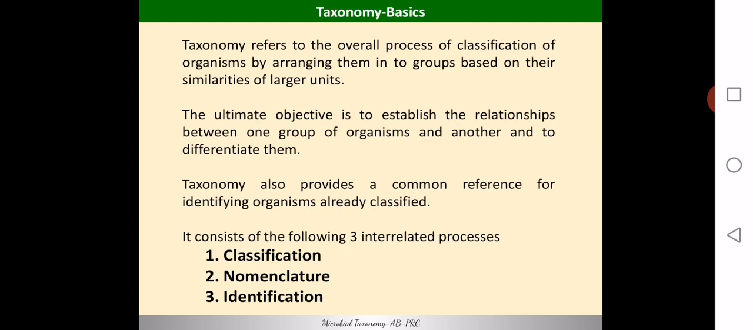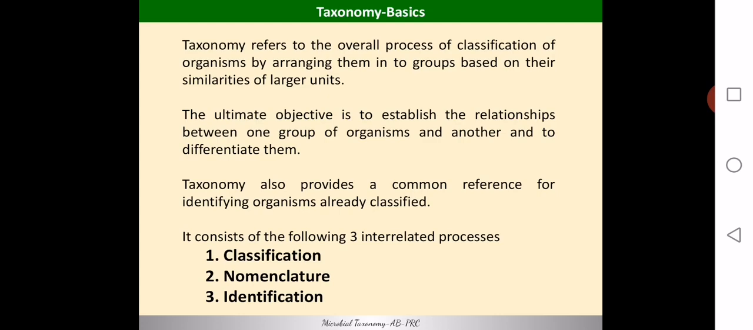This is done to establish relationships between one group of organisms and another group, and also to differentiate one group from another. So we will have a particular group with peculiar characters, and a second group that is entirely different from the first in terms of characters. In that way we can distinguish the organisms and include them into different groups. And usually this provides a common reference for identifying organisms which already have been classified.